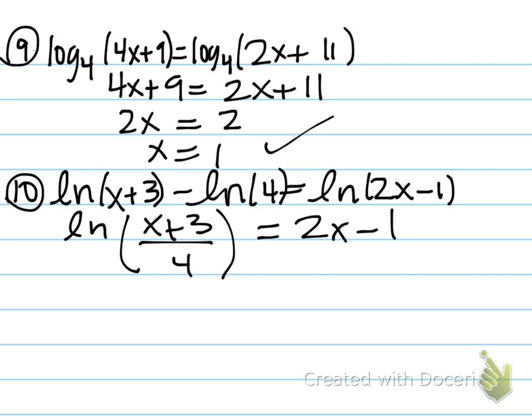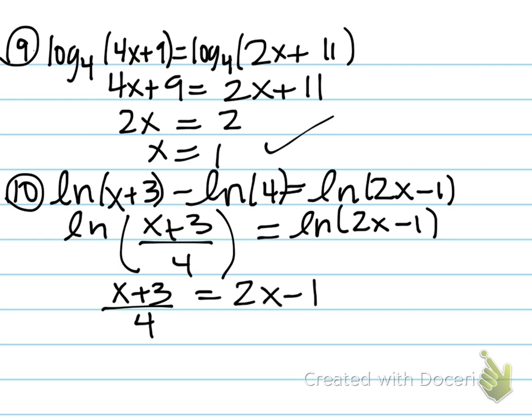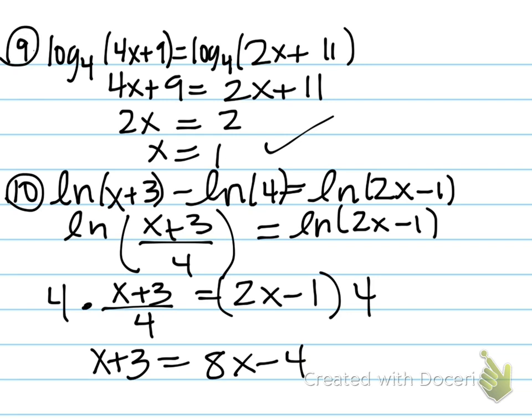And it equals 2x minus 1. Whoops, the natural log of that. Now that we have one log on each side, or natural log in this example, and the bases are the same, we can set the arguments equal. I'm going to multiply both sides by 4 to get rid of that 4 on the bottom. I get 8x minus 4, and now I need to isolate x. So I'm going to have 7x equals 7, so I get x equals 1. Now if I take this and plug it in here for x and here for x, I'm going to get a positive argument. So this is an acceptable answer.